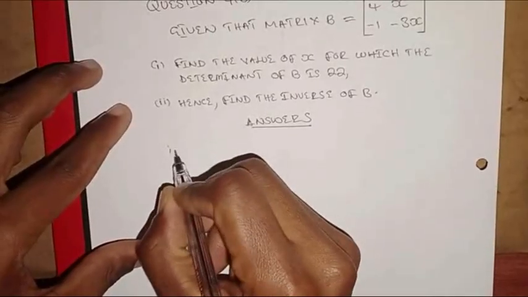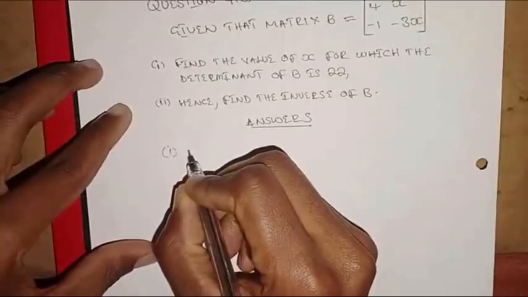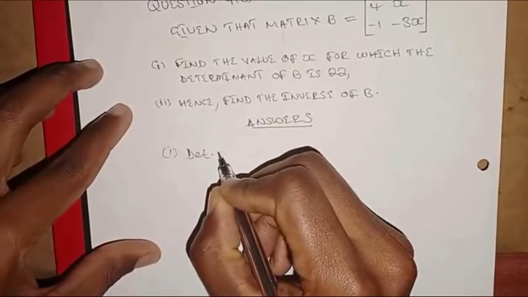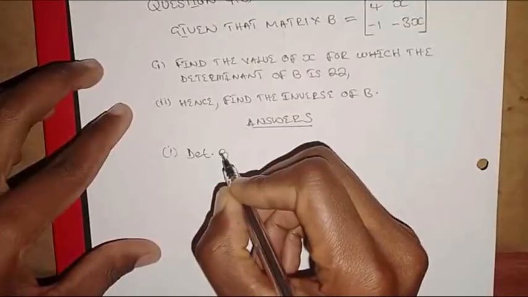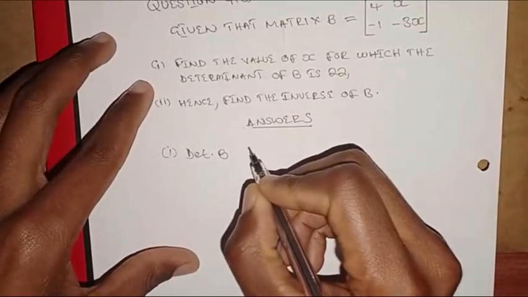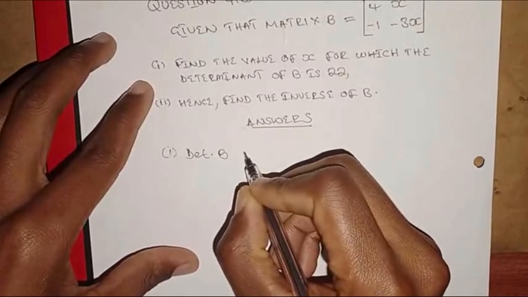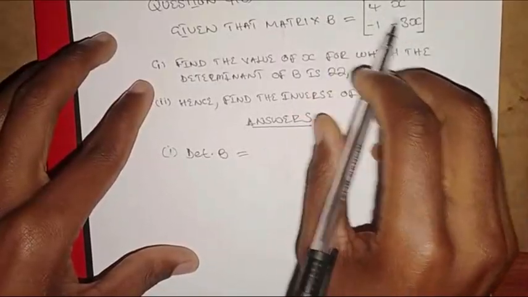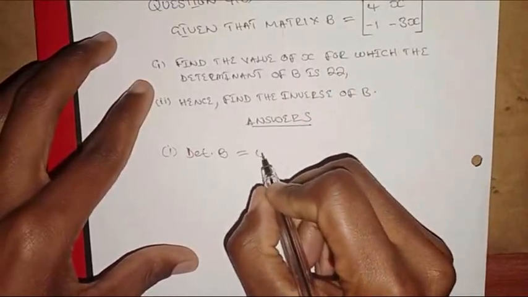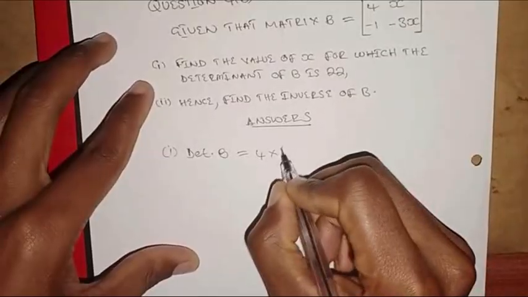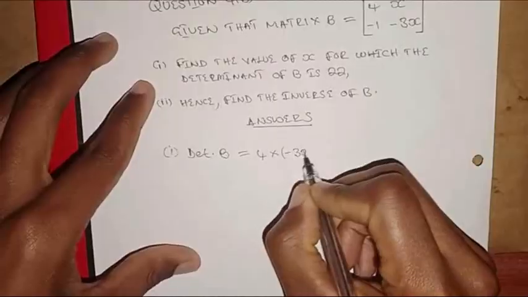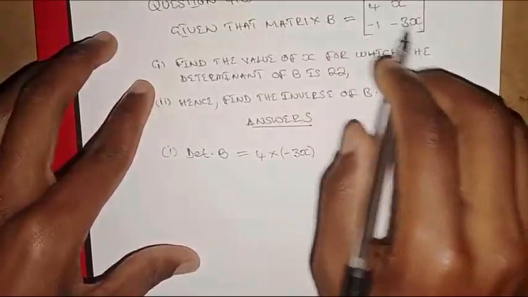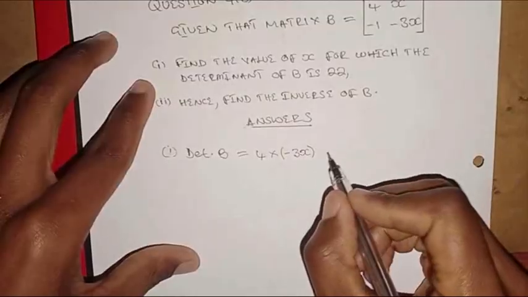So to find the determinant, this is what we do. The determinant of matrix B. We use capital letter B to denote a matrix. So the determinant is found by multiplying the elements in the leading diagonal. So that is 4 multiplied by negative 3x. After multiplying the elements in the leading diagonal, we subtract from it the product of the elements in the trailing diagonal.